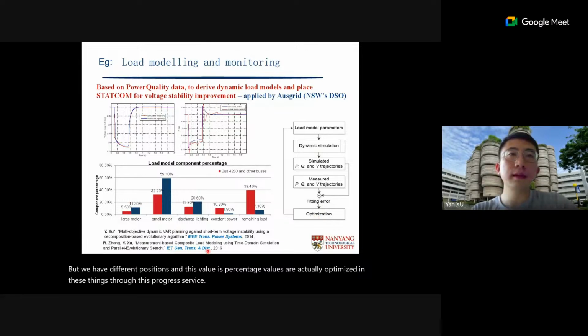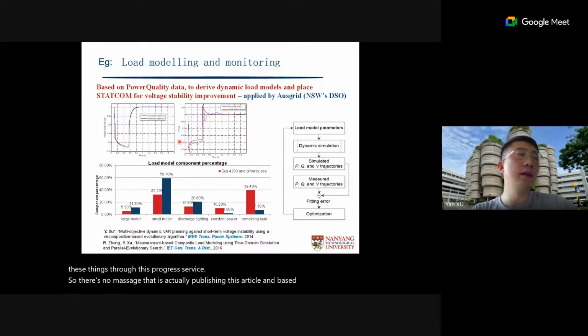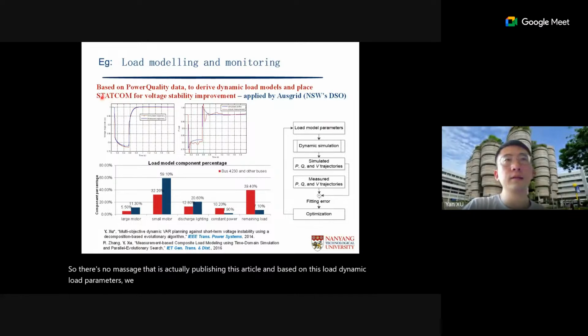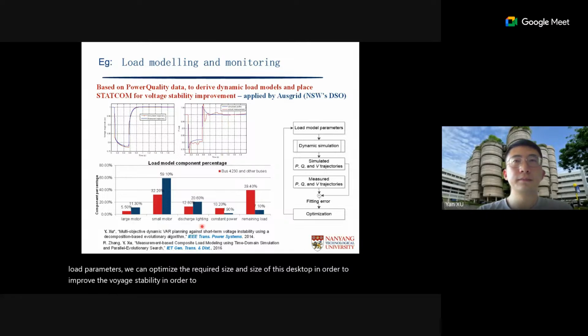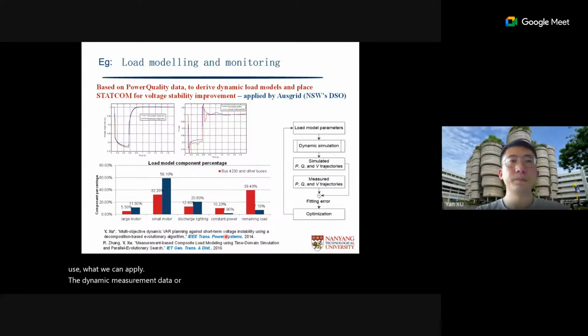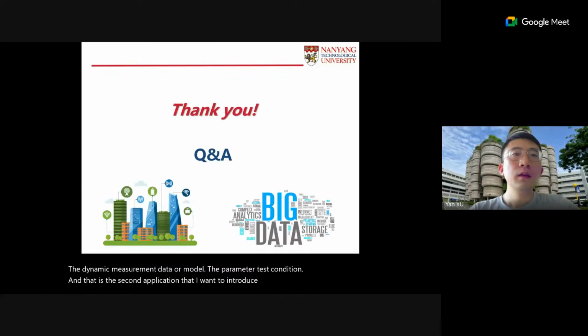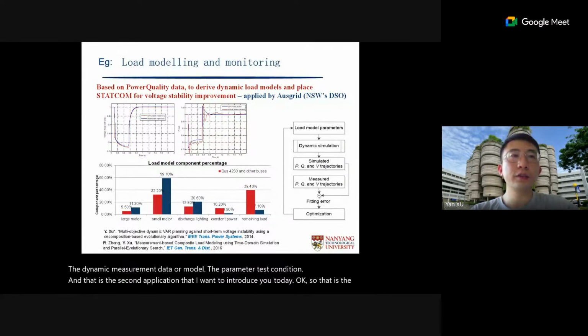Okay, so this whole method is actually published in this article, and based on these dynamic load parameters, we can optimize the required size and the site of the StatCom in order to improve the voltage stability. So that is how we can apply the dynamic measurement data for model parameter estimation. Okay, that is the second application that I want to introduce today. Okay, so that is the end of the lecture slides.